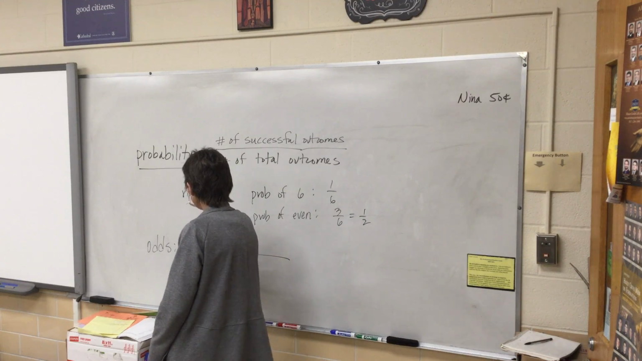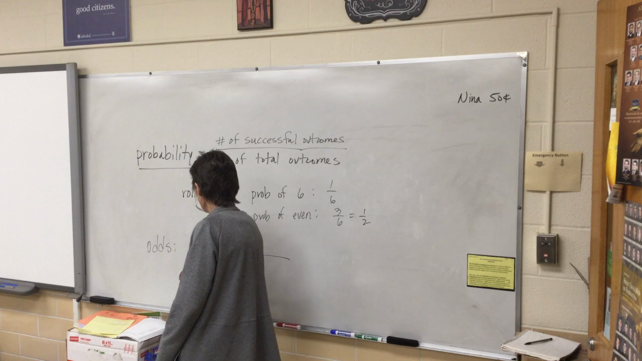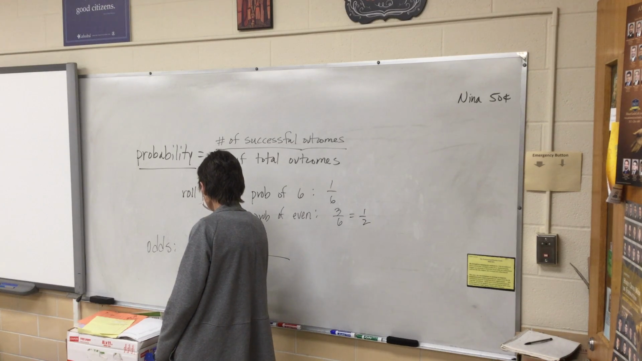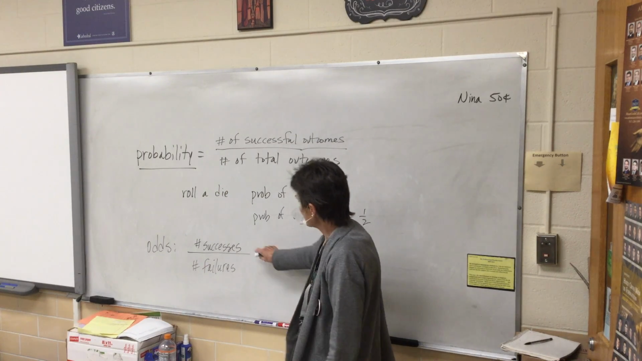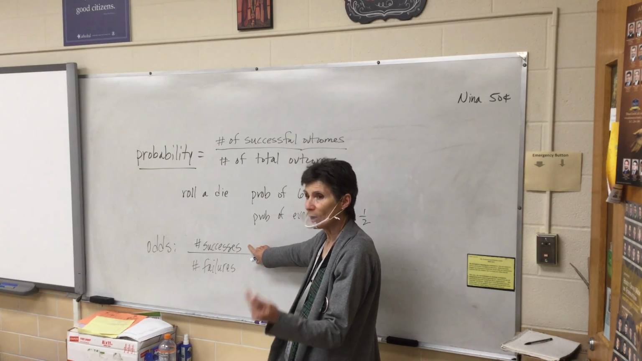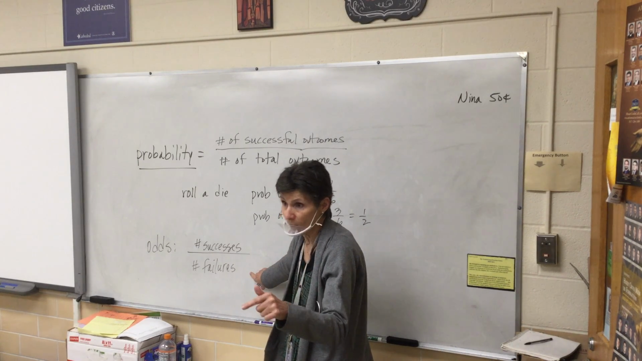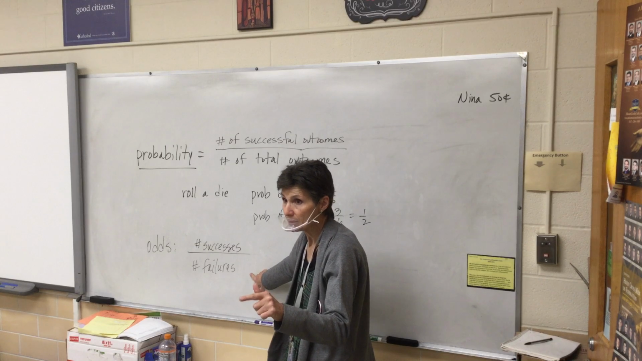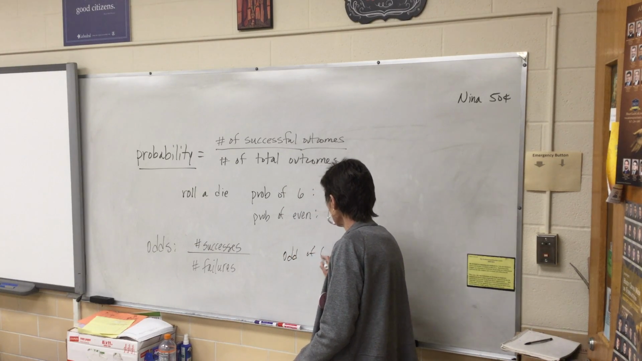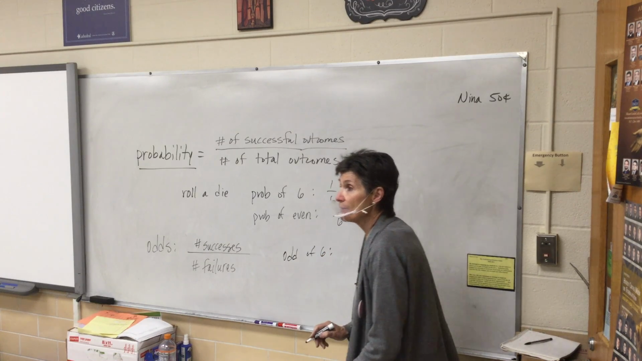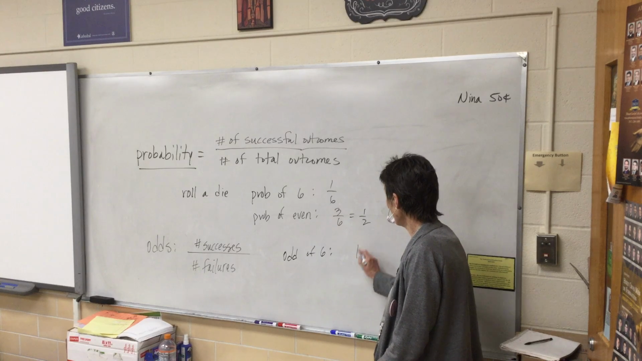Odds are the number of successful outcomes over the number of failing outcomes. So in other words, it's the ways you can get what you want over what you don't want. Okay? So let's come back here. What are the odds of getting a 6? If I roll that die, the odds of getting a 6 are 1 to 5.